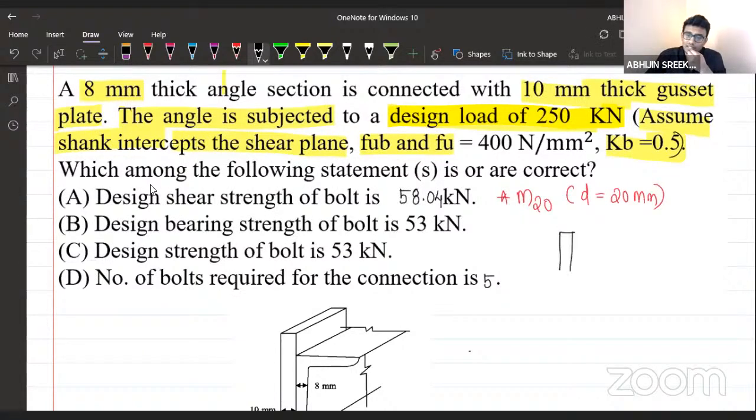Here we are having the bolt like this, and this will be our shear plane, right? And it is saying that this shank intercepts the shear plane. This will be our thread, somewhere here we'll be having the thread. The shank intercepts our shear plane, so ns here will be equal to 1 and nn here will be equal to 0. That's the value of it.